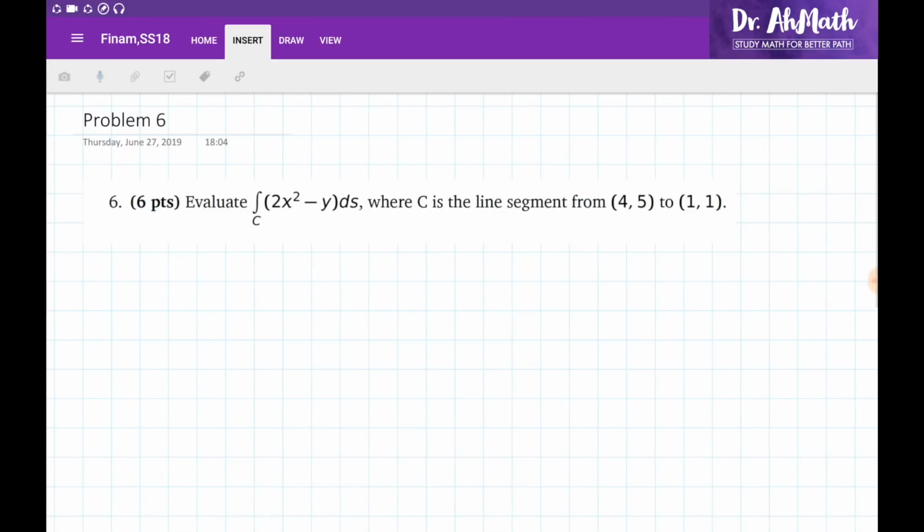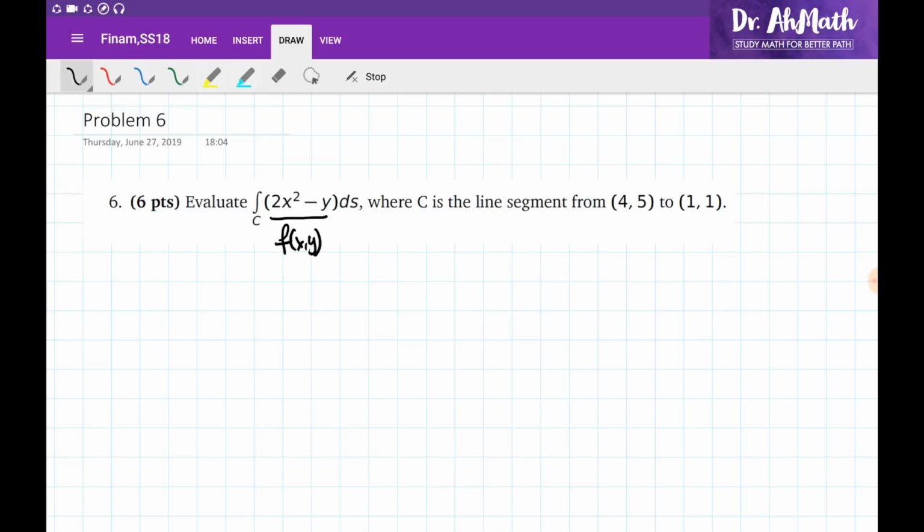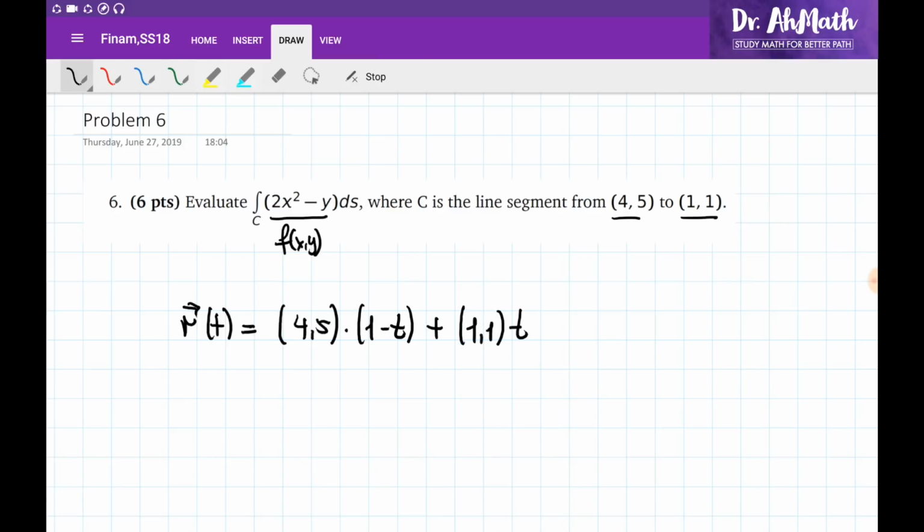Problem number 6 is about the line integrals for scalar functions. This is our scalar function, f of x and y. It is given like this, and we need to evaluate the line integral along the line segment from this point until this point. So the vector equation of the line segment is given. The initial point was the coordinates 4 and 5 multiplied by 1 minus t, plus the ending point, the coordinates 1 and 1, multiplied simply by t.